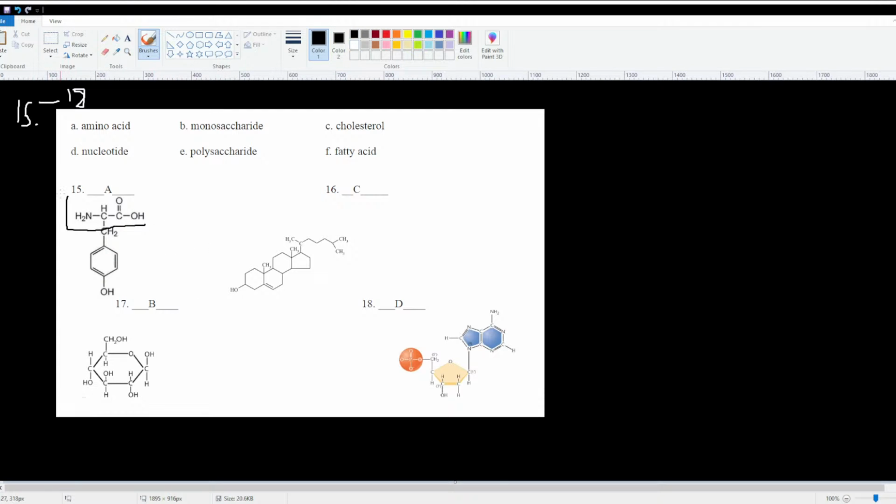So let's look at this. What is this? Well, we have an amino group here, and then we have a carboxyl group here. What is that, right? That's of course going to be an amino acid, right? So A. It's important that you recognize whenever you see an amino group, a central carbon, and a carboxyl, that's an amino acid, which will make proteins, right?